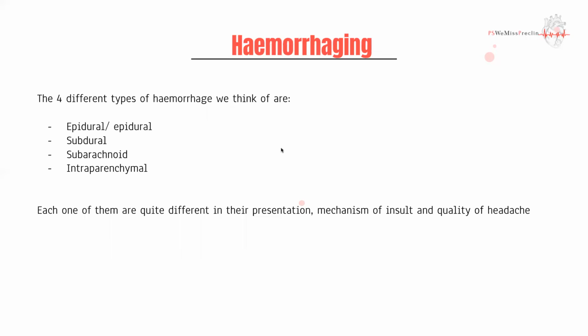Next, let's talk about some hemorrhages. So the 4 different types of hemorrhages that you need to think about are your epidural, or extradural, sorry, that should be extradural hemorrhage, your subdural, your subarachnoid, and your intraparenchymal ones. Each one of them are quite different in their presentation, and obviously how they come to be and how they present. So let's understand why they happen and then how we treat them.